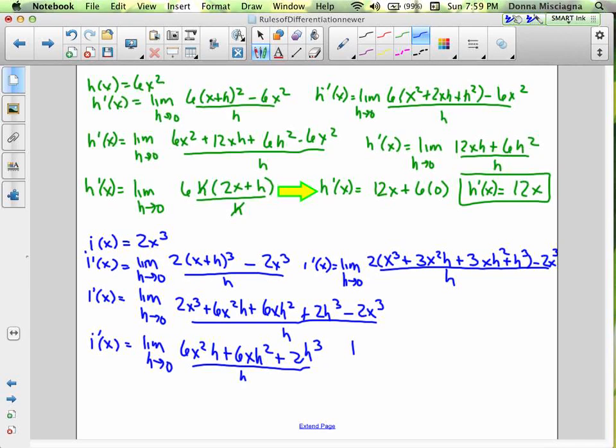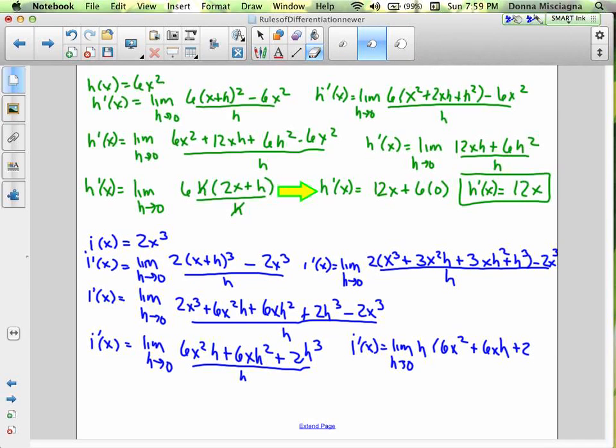So we have i prime of x is the limit as h approaches 0. We'll factor out the h because we need to cancel that out. So we'll have 6x squared plus 6xh plus 2h squared, all divided by h. We'll cancel out the h.